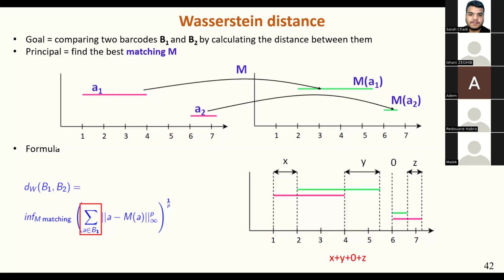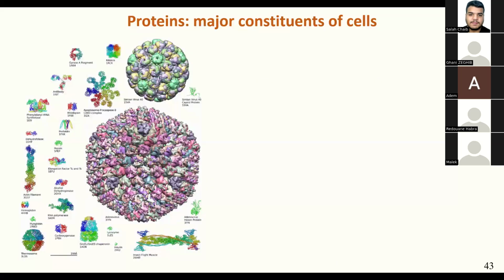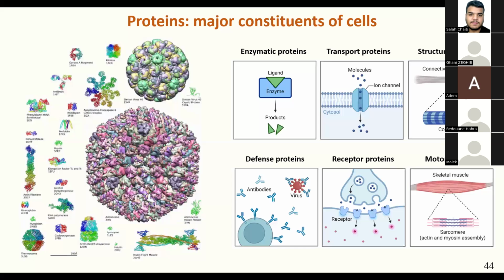So in my thesis, I applied this persistent homology pipeline to study proteins. To give you an idea of what proteins are, proteins are macrobiological molecules that have different shapes, different sizes, and they are characterized by a 3D structure, and they have different functions in cells. They have different roles in cells that go from transportation, defense proteins, receptors, motors, etc.